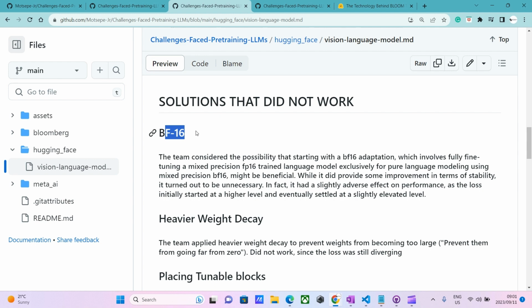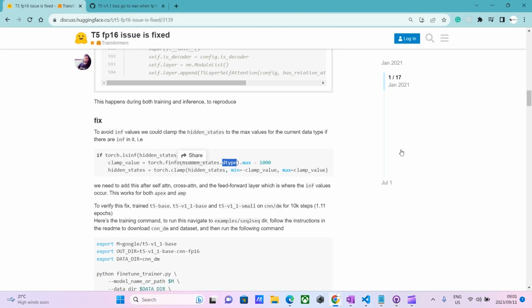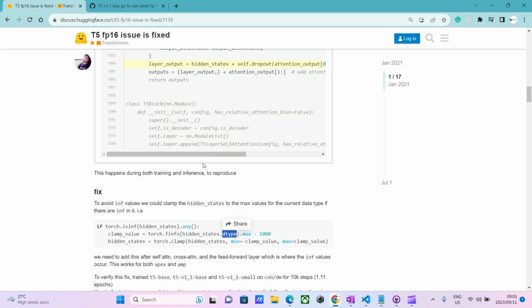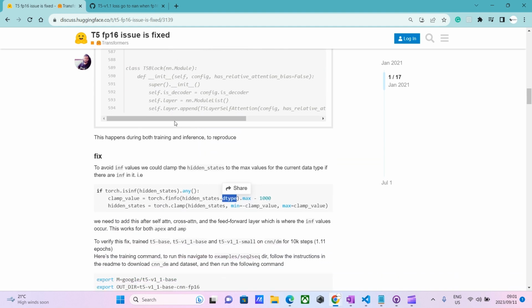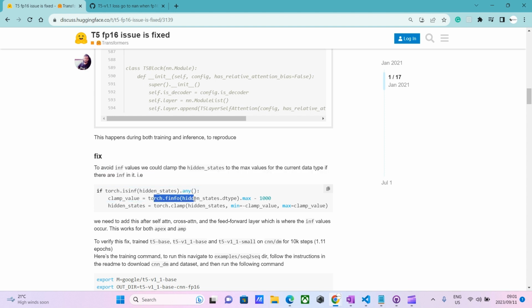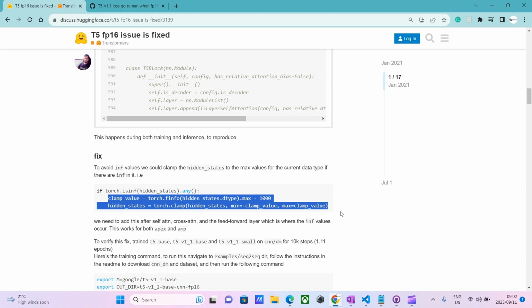Maybe not, because looking at some of the older repos that I went through, analyzing T5, a lot of people had a lot of problems with T5 and were getting a lot of issues. There was a lot of overflowing, and their loss would lead to NaN or something like that. Someone came up with a solution here: if you clip the hidden state to the maximum value of the data type that you're currently using, that actually works fine.